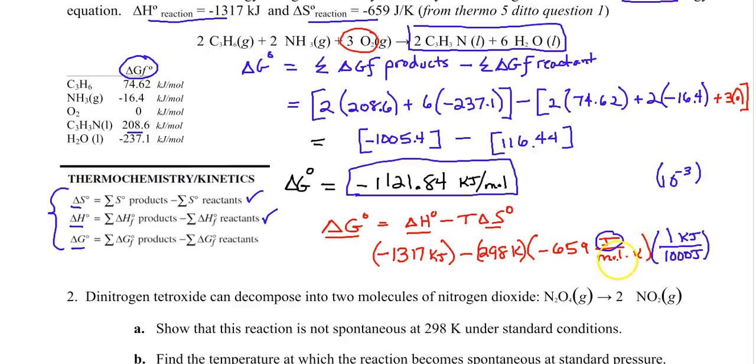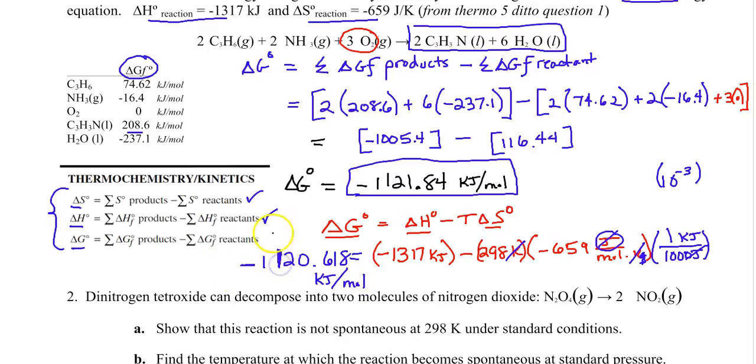So my joules will cancel. This is a Kelvin, sorry. The Kelvins here will basically cancel, and you're left with the joules. And when you multiply this through, using those exact numbers, you get a negative 1120.618. Of course, that's in kilojoules, and it's per mole. And that's my delta G.